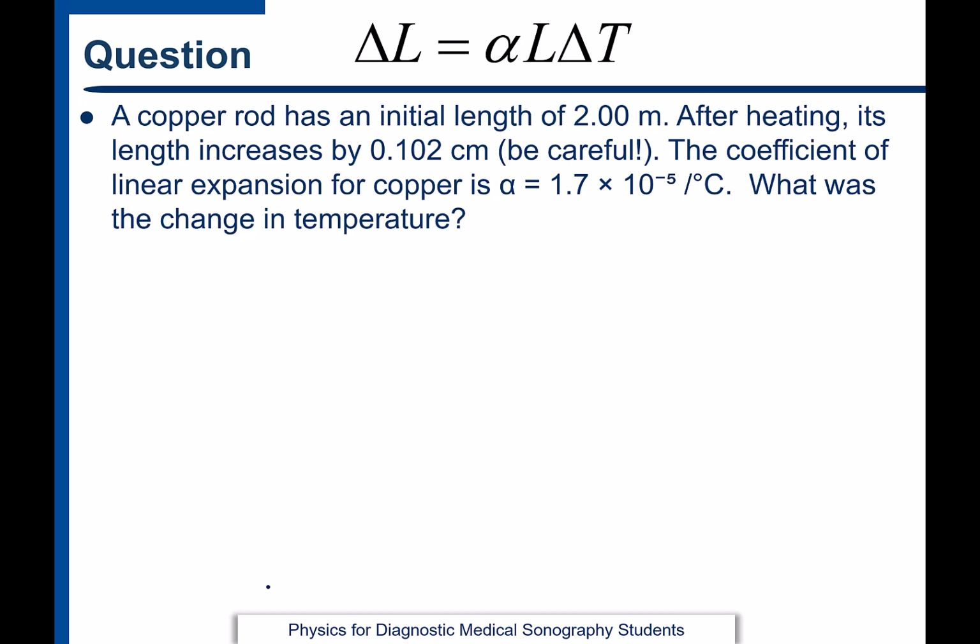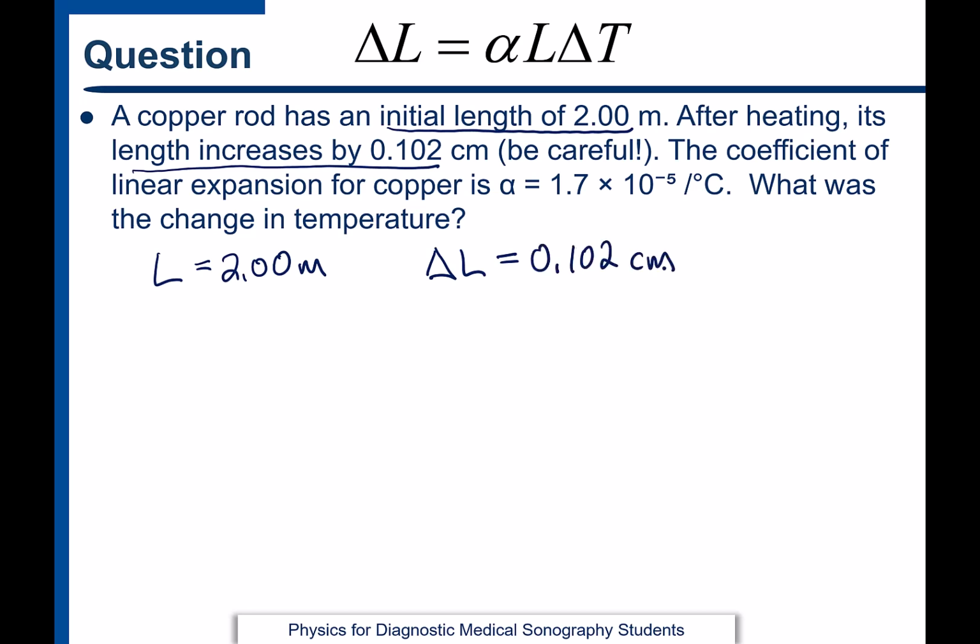So let's use our good problem solving methods here and identify everything we know and what we don't know. We can see that we're given the initial length. So L is 2.00 meters. We've also been given delta L. So we're told the length increases by 0.102. So delta L is 0.102. But notice that we were given that in centimeters. And we know that L and delta L have to have the same units. Right? So these have to have the same units.